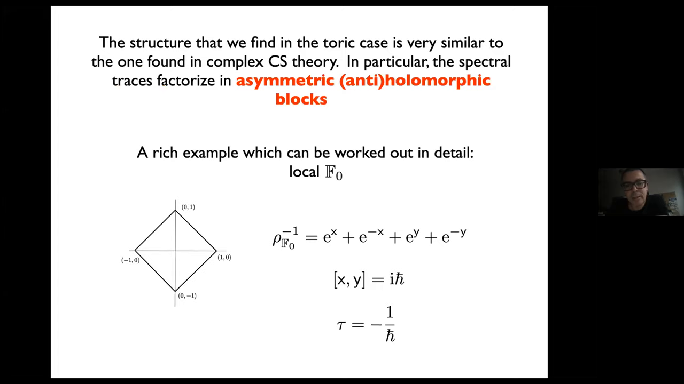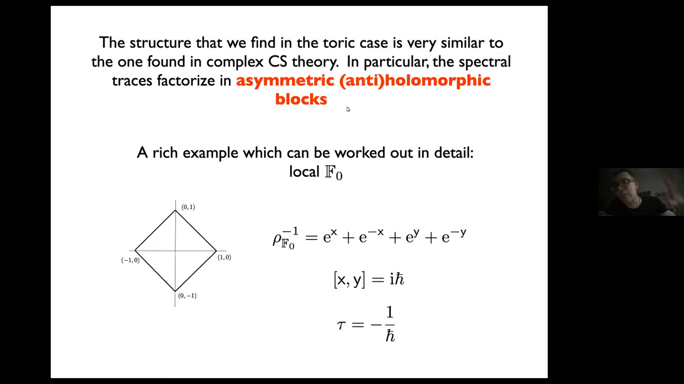Now, as I said, it turns out that these spectral traces factorize in holomorphic and anti-holomorphic blocks, very much like the state integral of Chern-Simons theory. So state integrals, remember, are essentially non-perturbative definitions of the perturbative series appearing in complex Chern-Simons theory. And in the same way, these spectral traces are non-perturbative definitions of these series, and they turn out to have a very similar structure to the one that appears in complex Chern-Simons theory. And in particular, they also factorize in holomorphic and anti-holomorphic blocks, as Sarah actually found in these examples related to superconformal field theories. And then this was studied by Bean, Dimofte, and Sarah in a very beautiful paper that was very useful to us.